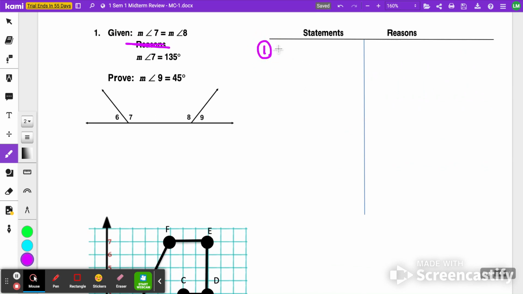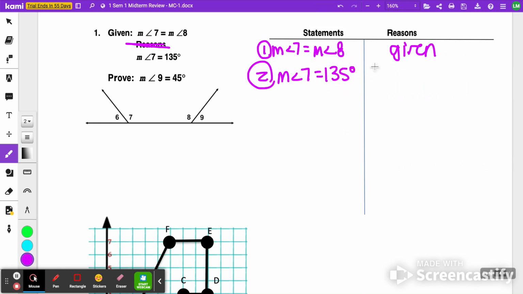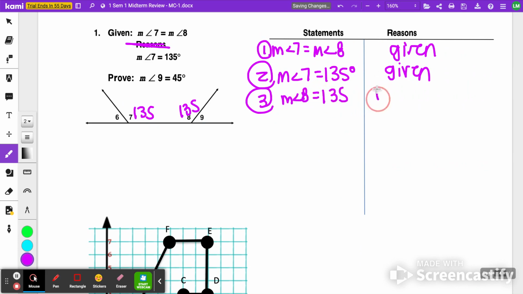So the statement 1 is always our given. The measure of angle 7 equals the measure of angle 8. Okay, but the next part says the measure of angle 7 is also equal to 135 degrees. That is also our given. So maybe statement number 3 could be, if 7 is 135 degrees, that means the measure of angle 8 is also 135. So the measure of angle 8 is equal to 135, and that's the definition of a linear pair.